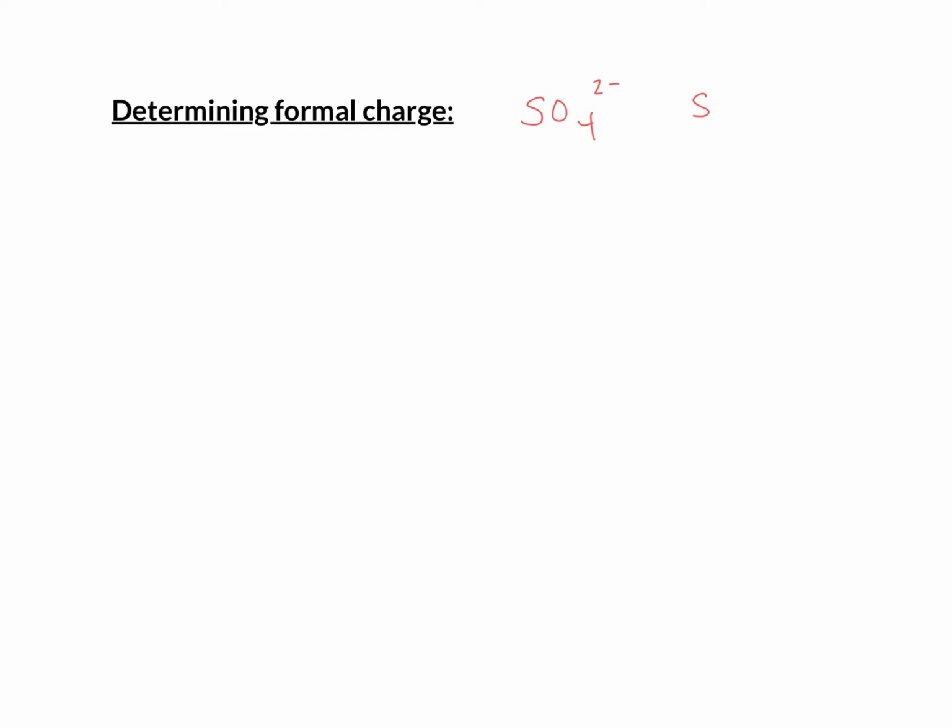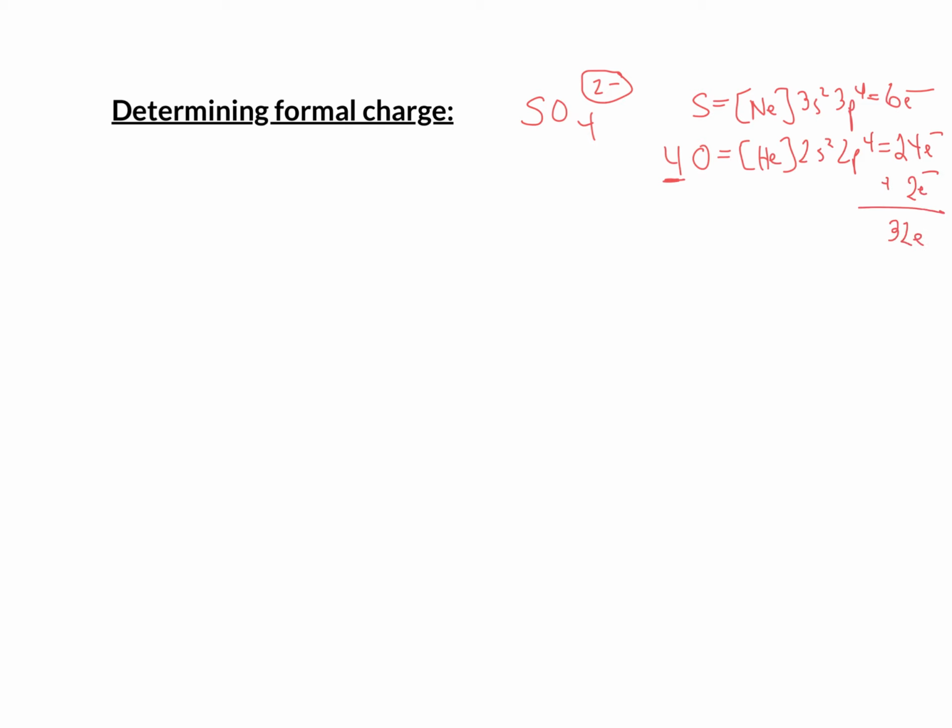To start, we're going to write out the valence electrons for sulfur and oxygen. Sulfur is neon 3s2, 3p4, for 6 valence electrons. I have 4 oxygens, and oxygen is helium 2s2, 2p4. They're in the same group, so they have the same number of valence electrons, 6 for each oxygen. With 4 oxygens, that's 24 electrons there. Then don't forget the negative charge. For each negative charge, I'm going to add in 1 more electron. So I've got 32 electrons to assign.